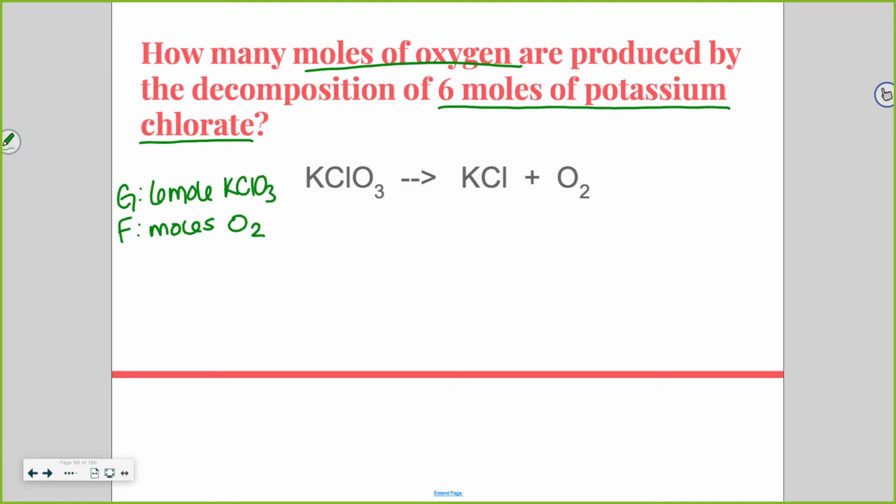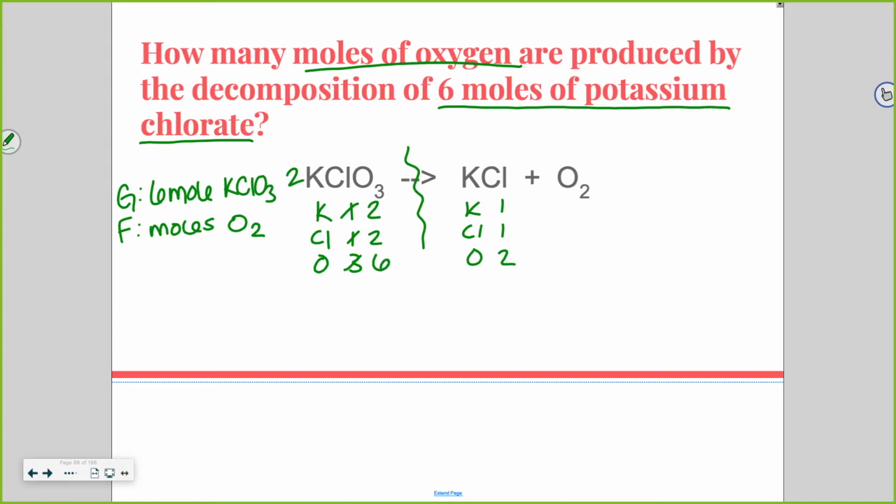In order to do this, I need a coefficient. Is my equation balanced? Do I have coefficients? No. So let's split it in half. I have K, Cl, and O: 1, 1, 3 on one side, and 1, 1, 2 on the other. What do I need to do here? 2, 2, 3. Yes, good job. Put a 2 here. 2, 2, 6. Annie is on a roll today, so I'm going to put 2's here and a 3 in front of here. Great job. Now we're balanced.